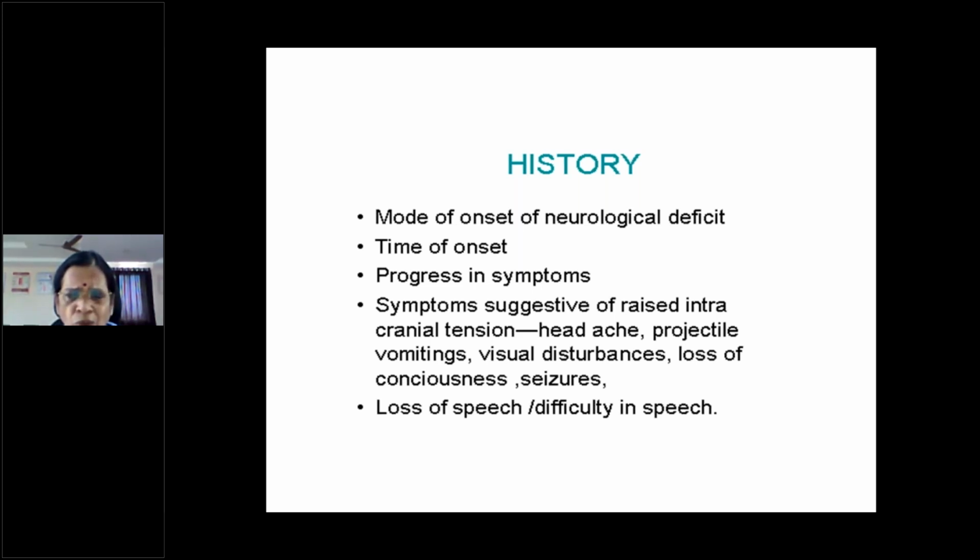So usually we'll think of CVA, that is the commonest thing. Paraplegia and other things you don't need for now. Usually acute CVA is the common thing you will get in your examination. Paraplegia, quadriplegia, whatever it may be, is for the postgraduates. As far as the neurological deficit is concerned, the mode of onset is very, very important.